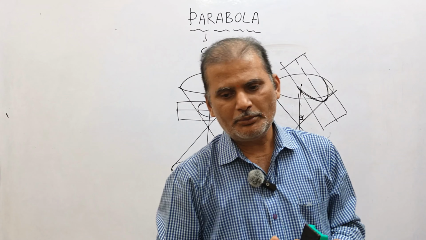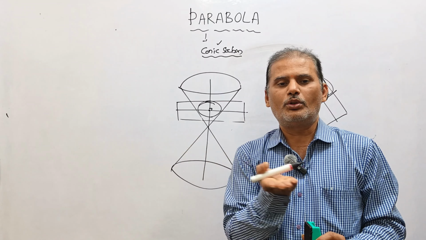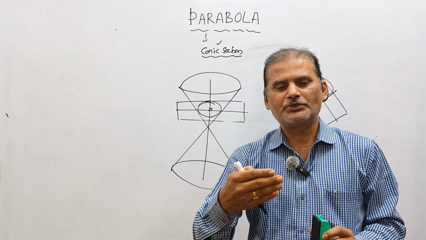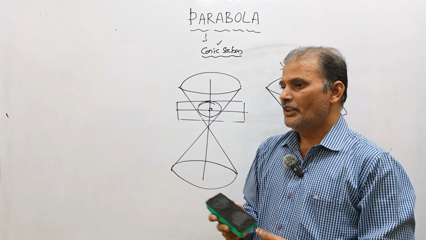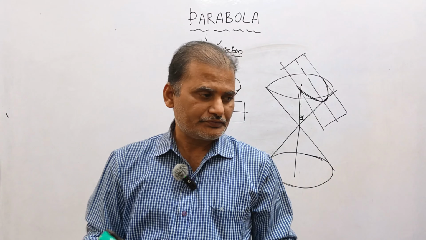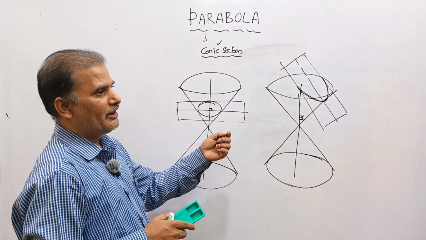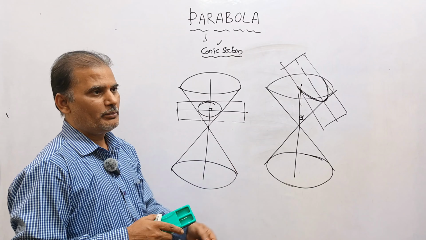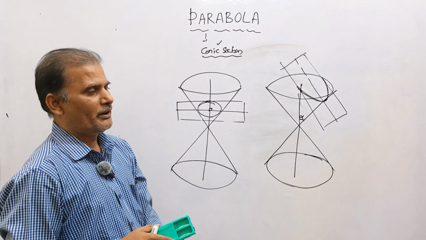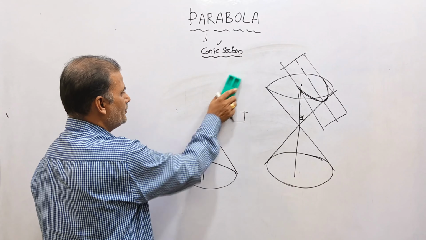So the importance of conic sections is that when a plane surface intersects the cone with the different types of angles, there are 4 different types of figures we obtain. The first one is circle, second one is ellipse, third one is parabola, and fourth one is hyperbola. Now we discuss about only, today our lesson is parabola.